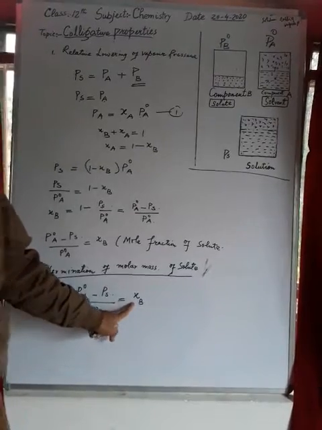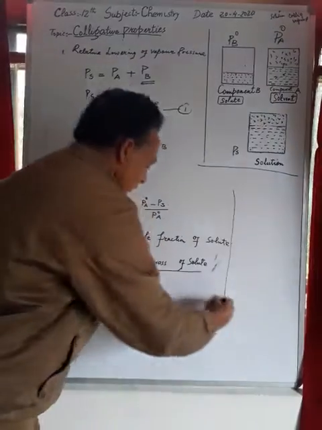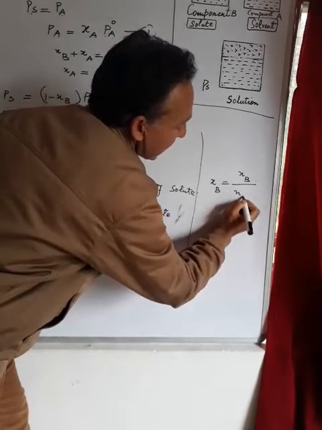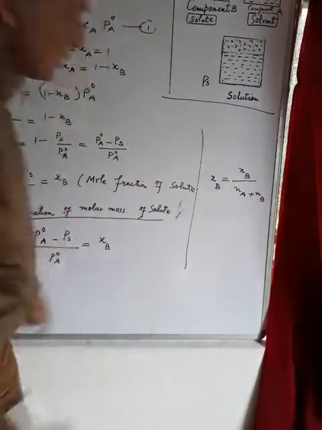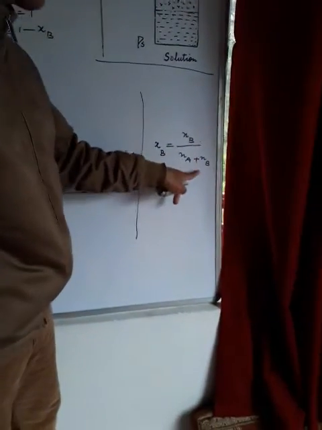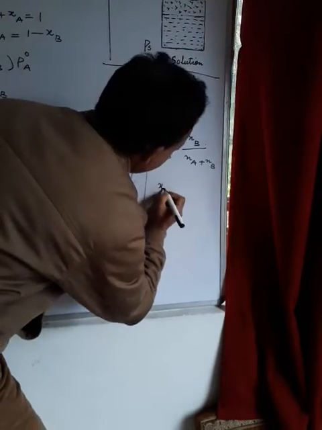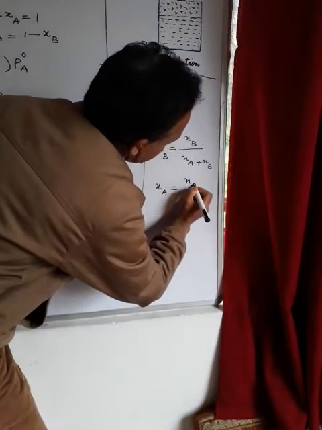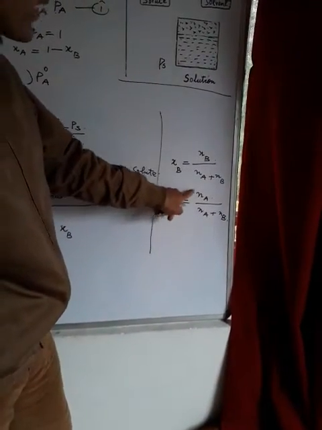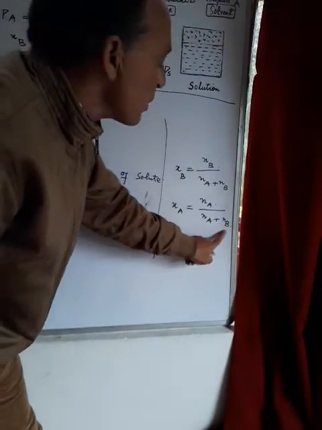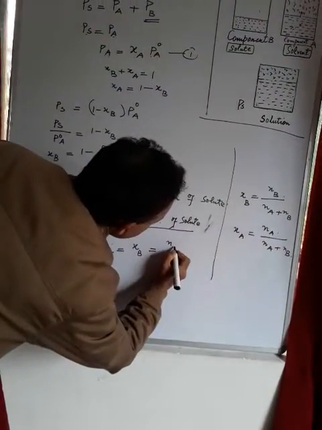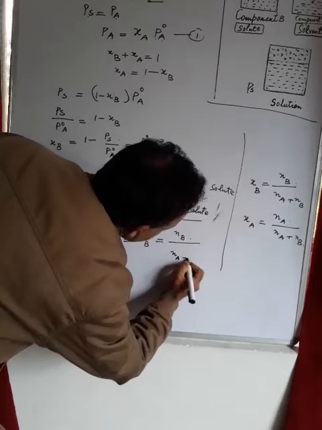Now we will write the mole fraction in terms of the number of moles. XB is also equal to NB divided by NA plus NB. The mole fraction of the solute is equal to the number of moles of the solute divided by the total number of moles. Similarly, XA is equal to NA divided by NA plus NB. The mole fraction of the solvent is the number of moles of the solvent divided by the total number of moles in the solution. Now, instead of XB, we will write NB divided by NA plus NB.